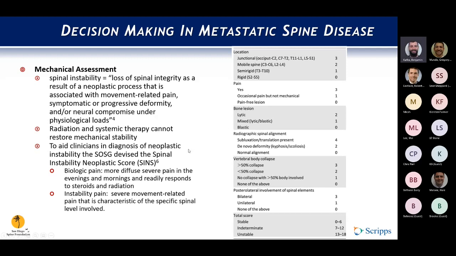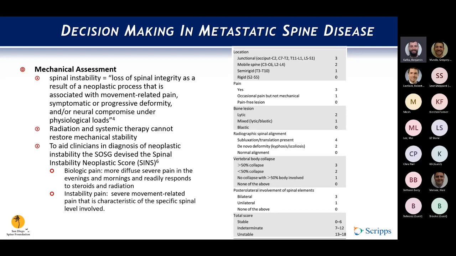The next assessment is the mechanical assessment, and the Spinal Oncology Study Group defines spinal instability as the loss of spinal integrity as a result of a neoplastic process that is associated with movement-related pain, symptomatic progressive deformity, and neural compromise under physiologic loads. It's important to remember that radiation and systemic therapy do not treat underlying instability. That's why within the NOMS framework, the mechanical assessment is considered separately.